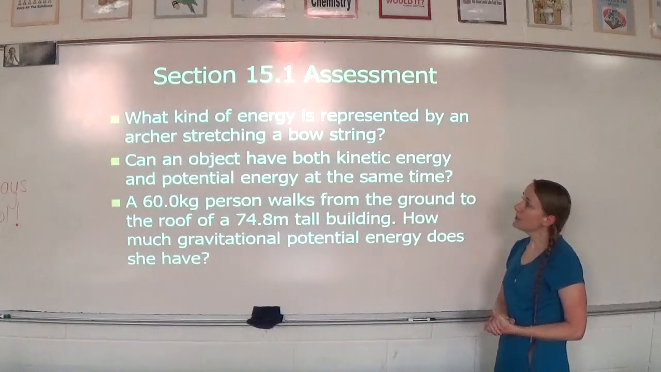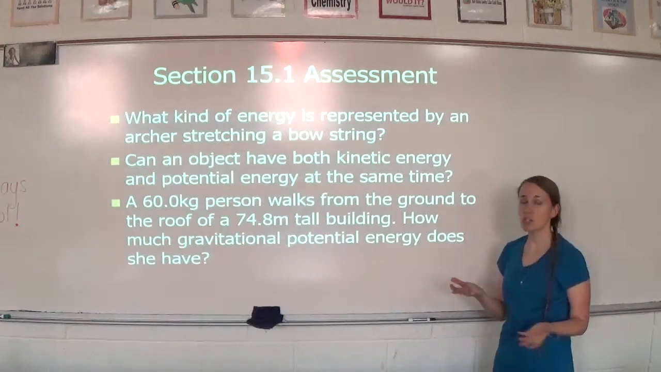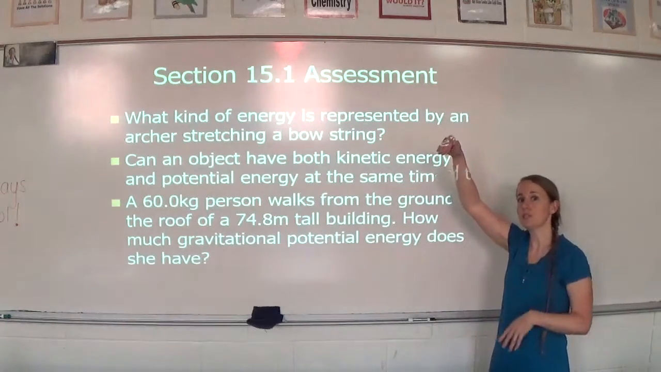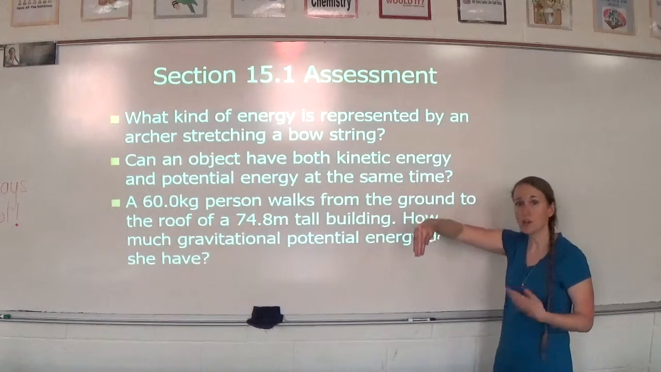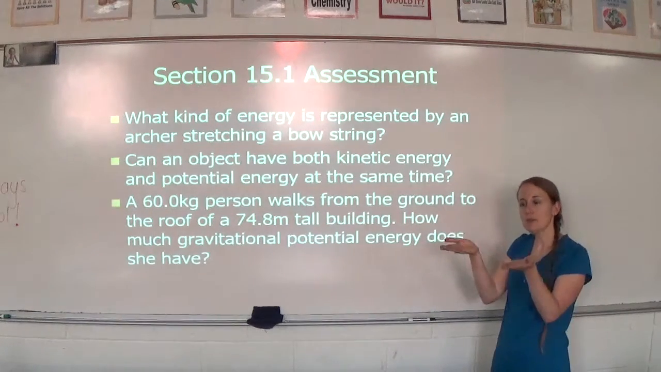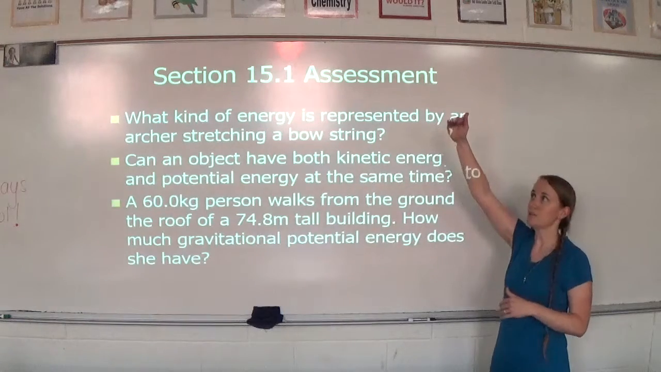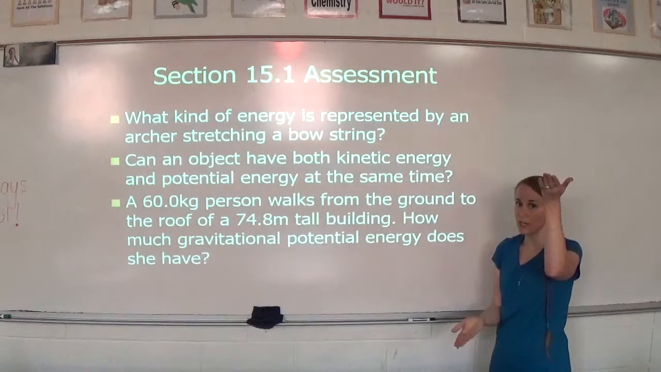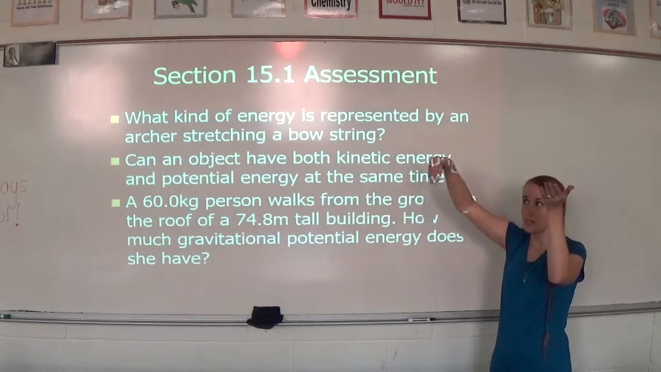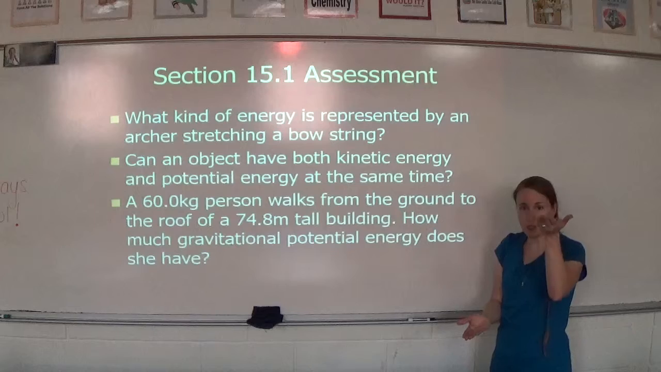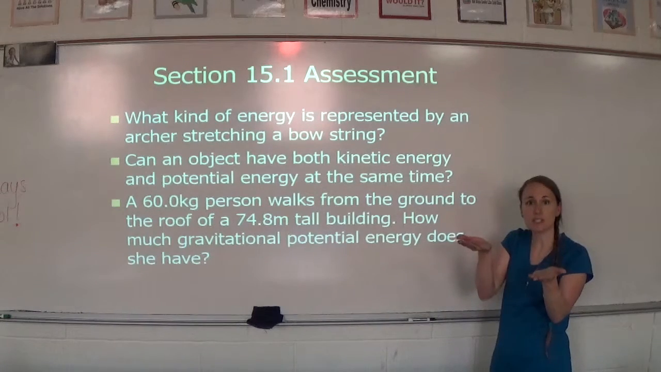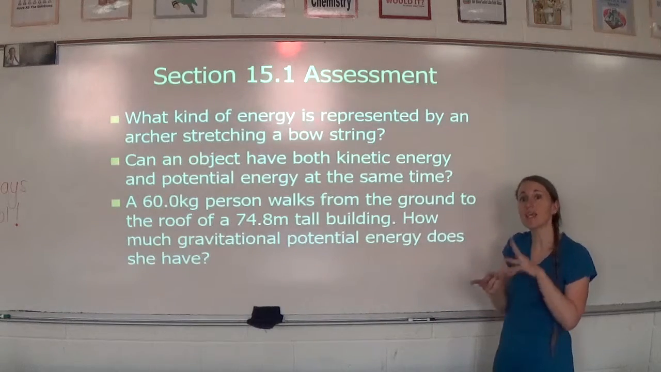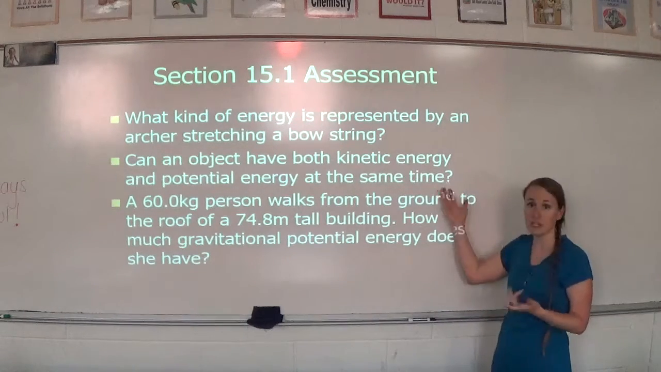Can an object have both kinetic energy and potential energy at the same time? Well, sure it can. Think about a skydiver. When he jumps out of the plane, he has a height, so he has potential energy. He's moving a certain speed, so he also has kinetic energy. When he's at the very highest, say he's not moving, he has only potential and zero kinetic. Once he jumps, his height is decreasing, so potential energy decreases, but his speed is increasing, so kinetic increases. So you can have both as long as you have a certain height and you also have a specific speed.